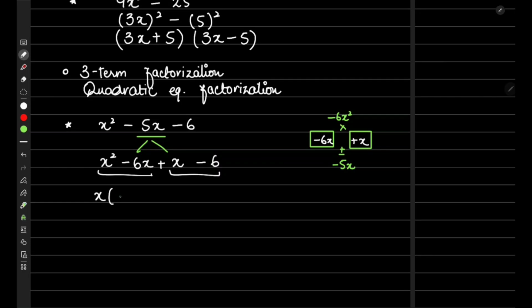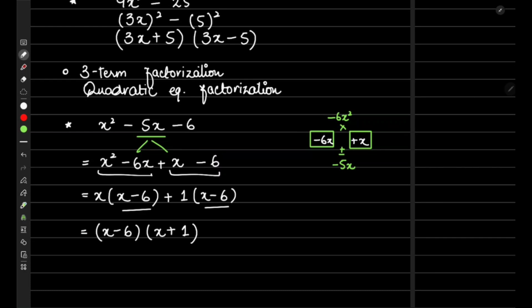So taking x common, we are left with x minus 6, plus, if there is nothing in common in the group, you take one common. After taking one common, you end up getting x minus 6. The indication that you have done this factorization correctly is that you have a common bracket. When you take x minus 6 common outside, you are left with x plus 1. So this is how the factorization is done for a quadratic equation.